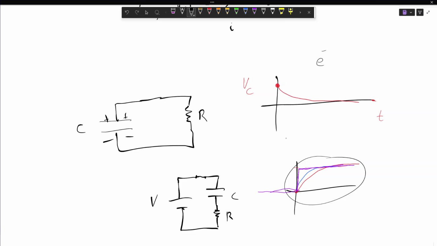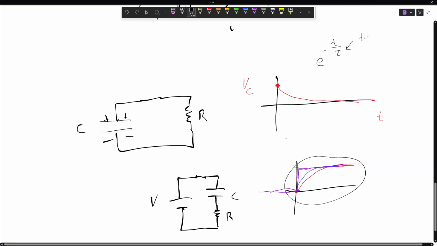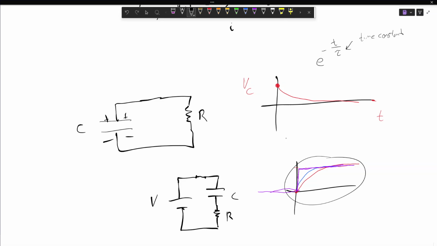So these ones always look like an e to the negative t over some sort of characteristic time that we call tau, lowercase Greek t, tau. And that's what we call the time constant. For reasons we'll find out later, it's related to the resistance times the capacitance. So a bigger resistor and/or a bigger capacitance would make this process take longer.